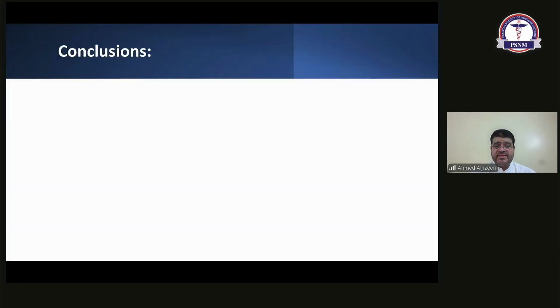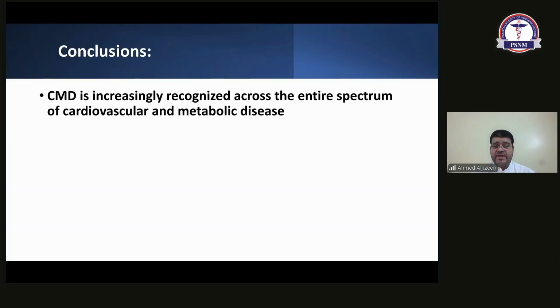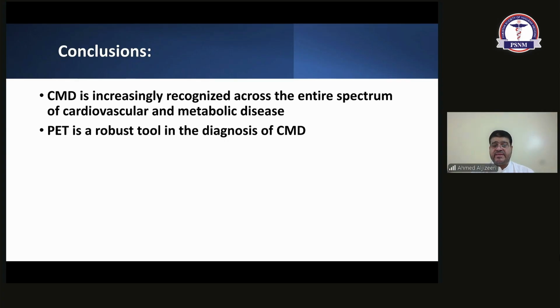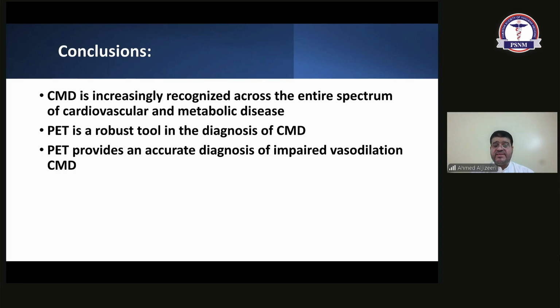So in conclusion, ladies and gentlemen, coronary microvascular dysfunction is increasingly recognized across the entire spectrum of cardiovascular and metabolic diseases. One should think of it whenever there is a patient who has classical symptoms or unexplained symptoms despite a good or normal anatomical evaluation. PET is a robust tool in the diagnosis of coronary microvascular dysfunction. In fact, it is the gold standard in the non-invasive evaluation through the quantitative assessment of myocardial blood flow. PET provides an accurate diagnosis of impaired vasodilation, indeed, but not vasospastic, so one should keep it in mind.